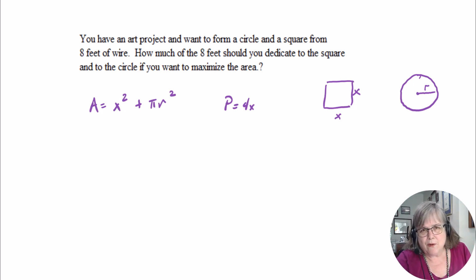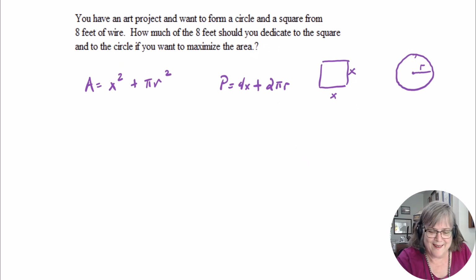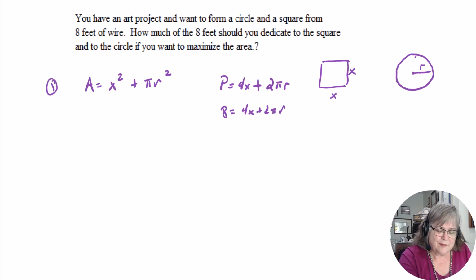So the perimeter for a square is 4 times the length of one side, and the circumference for a circle is 2 pi r. And have you ever noticed that the circumference for a circle is the derivative of the area? I've just always been fascinated with that. Totally off the point. Okay. And you only have 8 feet. Now let's call this equation 1, and this equation 2.